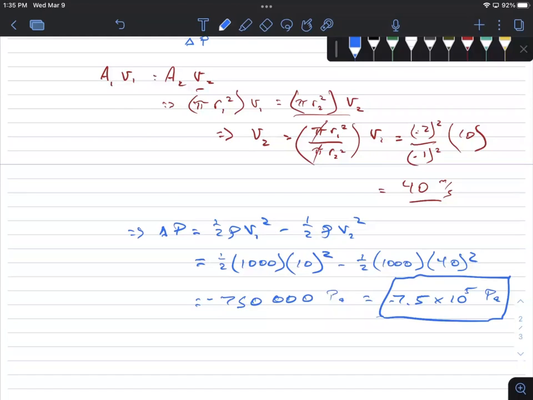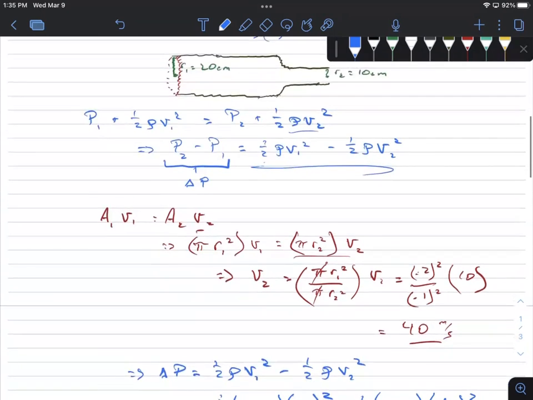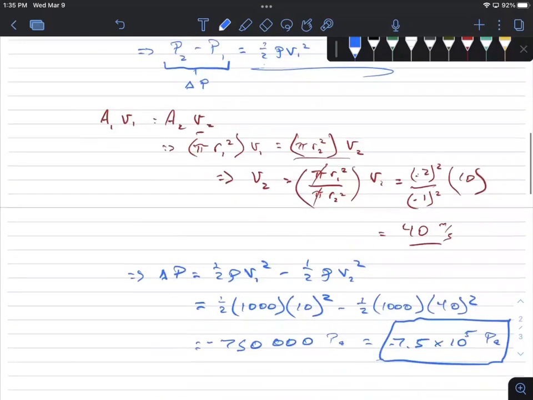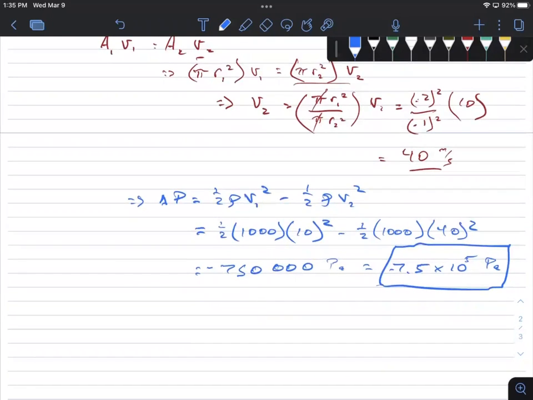So it turns out I got a negative. Yeah, it's a negative change. And the only reason it's a negative change is because if you remember at the beginning, I solved for P2 minus P1. If I would have said P1 minus P2, then it would have been a positive 750,000. Now, what does it mean that it's negative? What it means is the pressure in the second part of the pipe is this much lower than the original pressure.